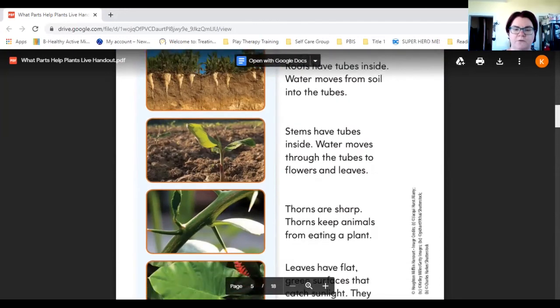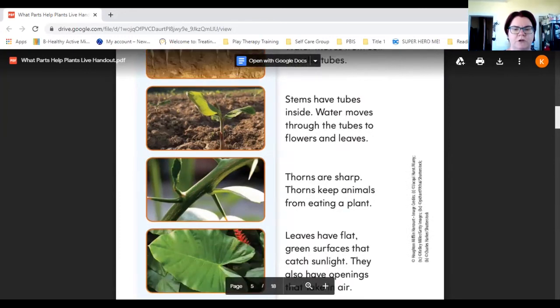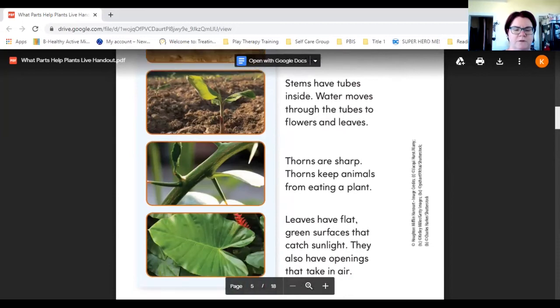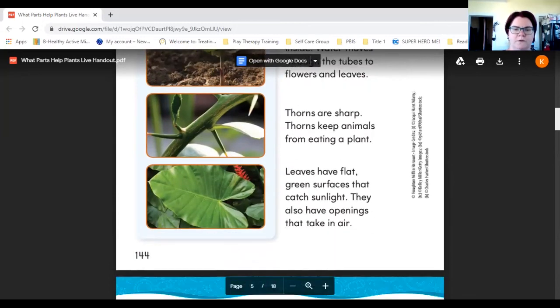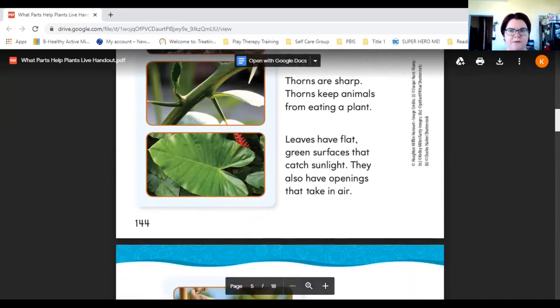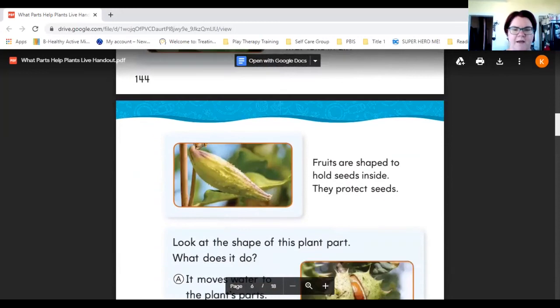Oh, and then there are thorns like on my rose bush. They're sharp and they keep animals from eating a plant. They're ouchy if you prick your finger on a thorn. And the leaves are flat and green. Like some plants have really big leaves, bigger than my head, and some have tiny, tiny, tiny leaves. And they catch sunlight. And did you know that leaves also have openings in them that take in air? Tiny openings that we can't see with our bare eyes.